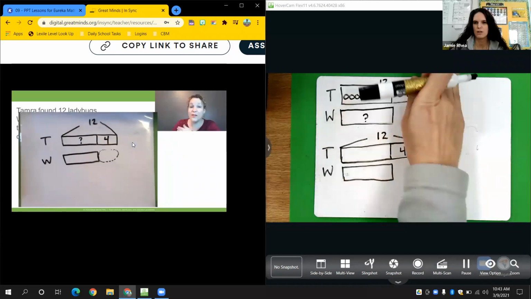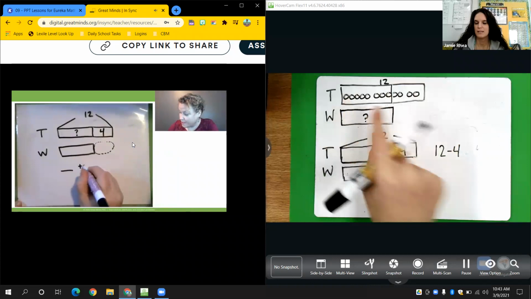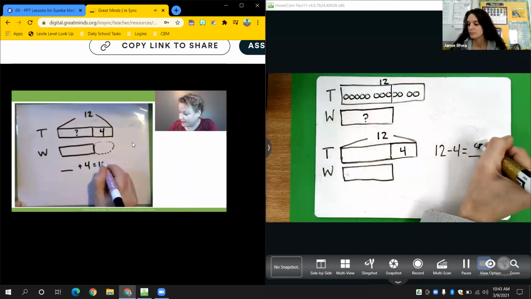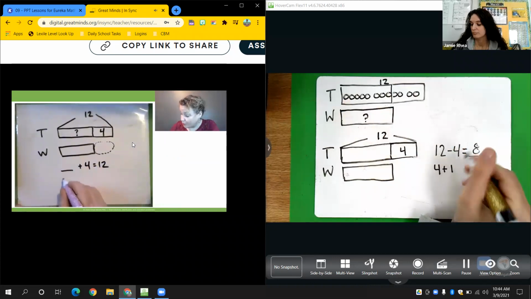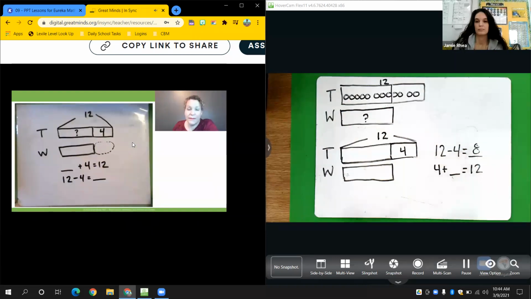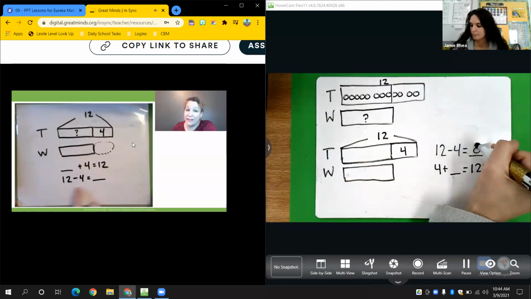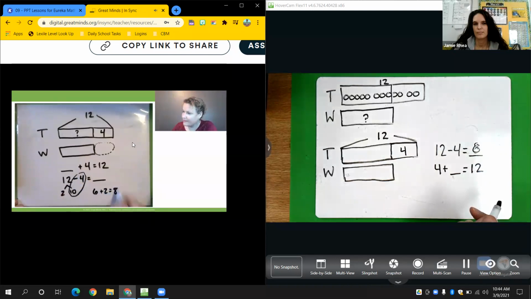If I take these 4 off, you might have thought, how many do I have left? I know that something plus 4 equals 12. That would work. You might have thought 12 minus 4 equals something. The way my brain thinks about it, I'm going to break apart 12 into 10 and 2. I can do 10 minus 4, which is 6, plus 2 more, equals 8.